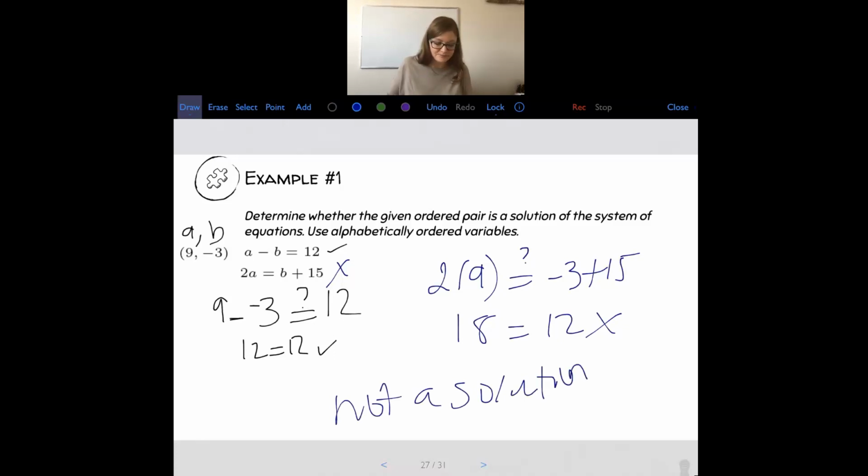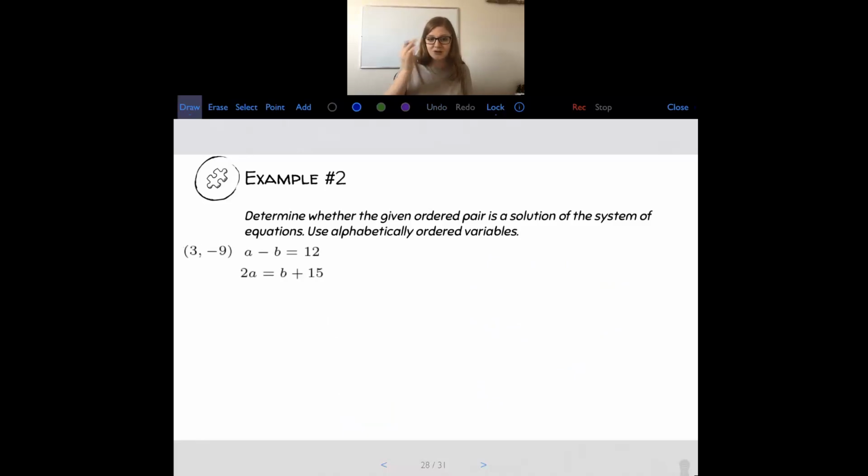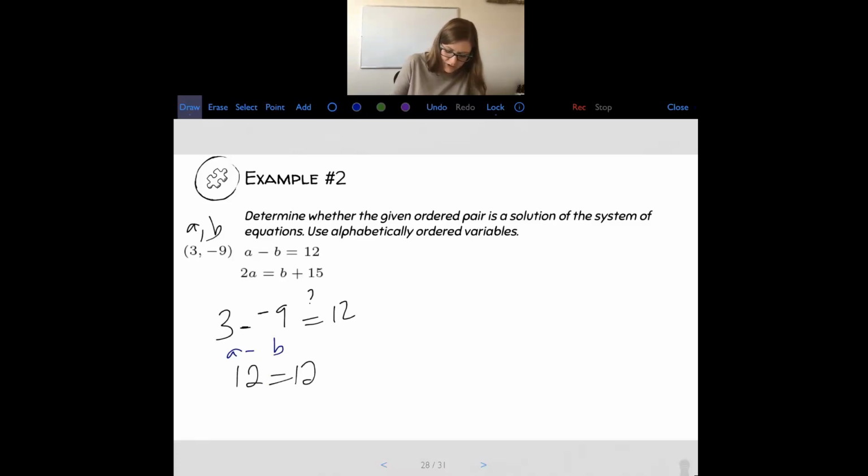Okay, we'll use the same equations that we did on the previous slide, so you don't necessarily have to rewrite those in your notes, but we have a different ordered pair, 3, -9. So this is a comma b. So let's check the first equation. So we have 3 minus -9. And the reason it's minus and negative is we have a minus b. So we have to do a minus b. b is -9. Okay? And we want to know if this equals 12. 3 minus -9, we get 12 equals 12. So this one checks out.